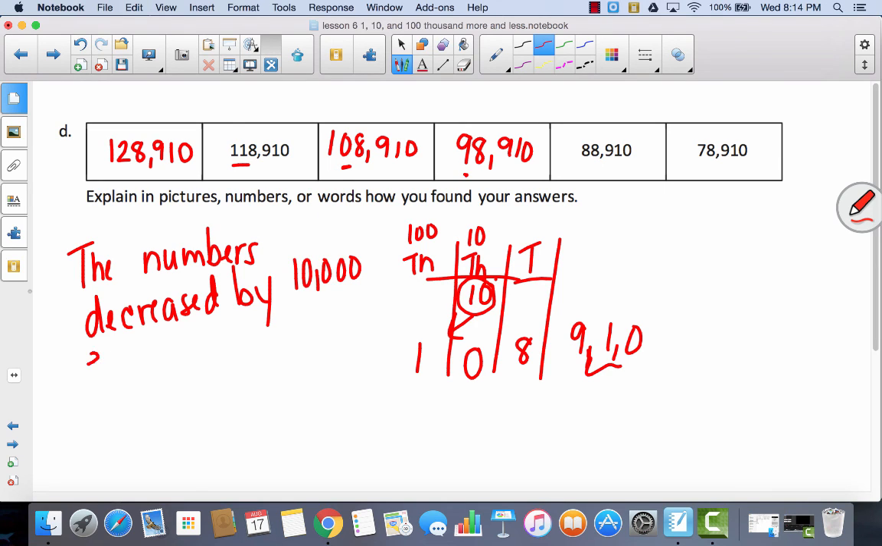10,000 each time. So remember today, we were talking about adding 100, 1,000, or 100,000, or decreasing numbers by 1,000, 10,000, or 100,000. So hopefully you can remember to do that when you pass your exit ticket.